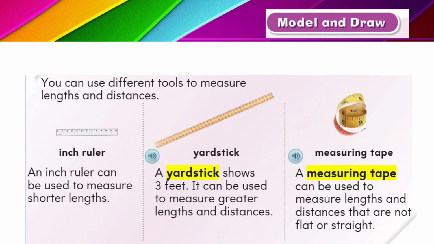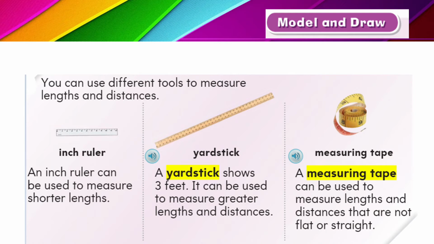The second object is the yardstick. A yardstick shows 3 feet. It can be used to measure greater lengths and distances. So, for longer distances and greater lengths, we do not use an inch ruler, we use a yardstick. And you've seen this object in class.